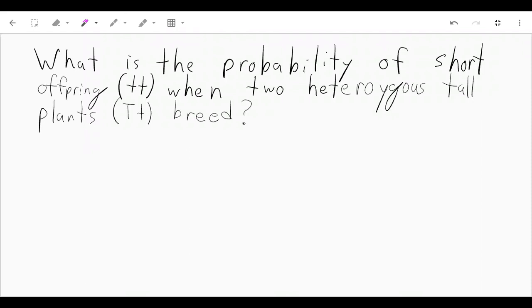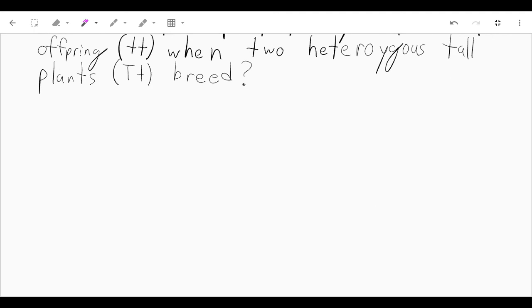Okay, so here we have pretty much the same type of problem that we had in the last video, but I've just tweaked it a little bit so that we're dealing with short and tall plants instead of plant color, so it's very easy to see what's the dominant and recessive allele because we're using T's instead of P's. What I'm going to do in this video is show you how to solve this problem, but actually using a Punnett square instead of multiplication.